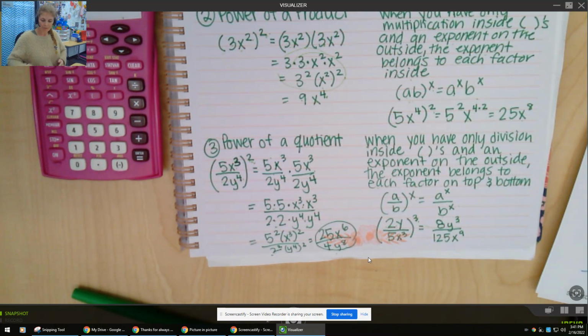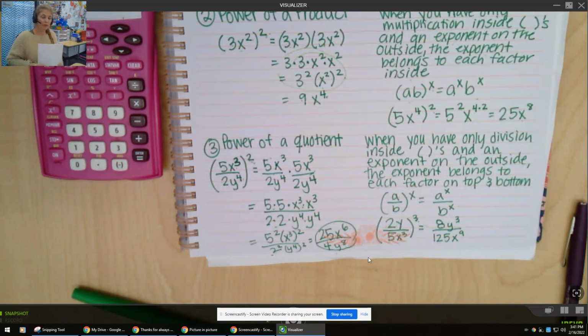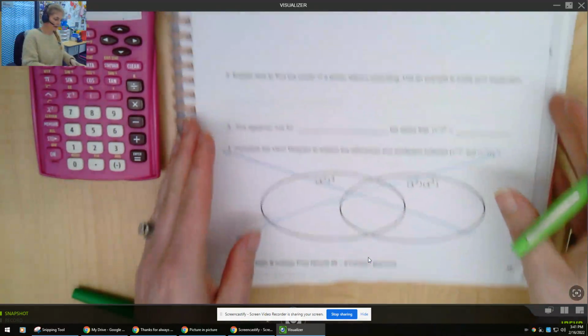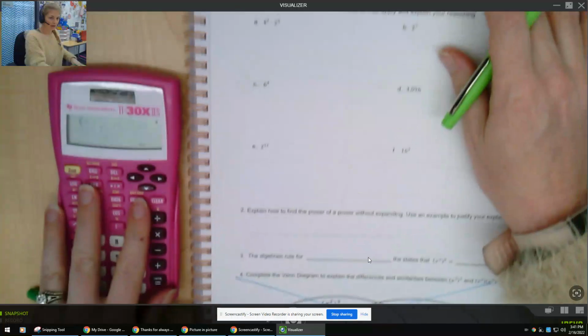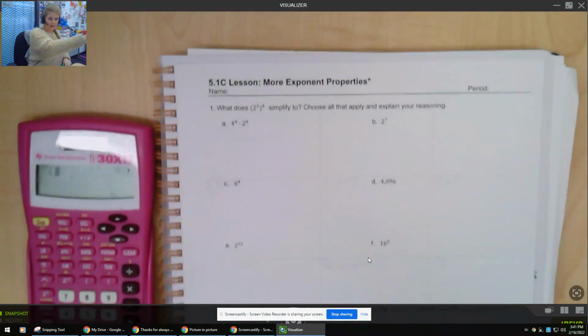Great job. Now that we have our lesson purpose written down and we have an idea about these rules, let's investigate them a little bit farther. Please make sure you have your calculator handy so we can go over these quickly.